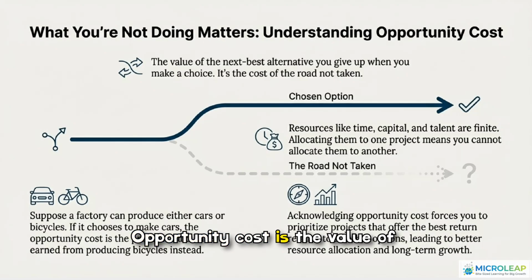Opportunity cost is the value of the next best alternative you give up, and it matters because resources are finite. If a factory chooses to make cars instead of bicycles, the foregone profit from bikes is the real cost. So acknowledging opportunity costs improves prioritization and long-term growth.